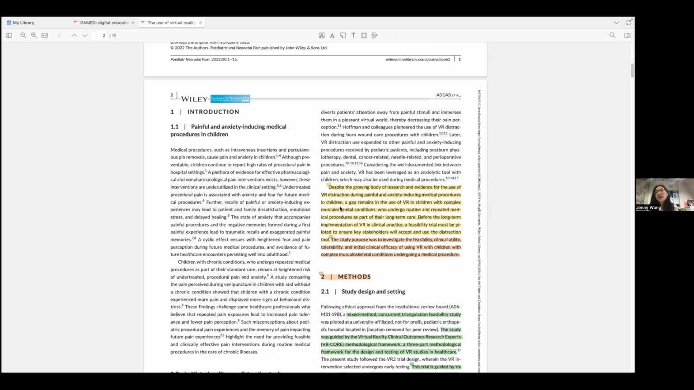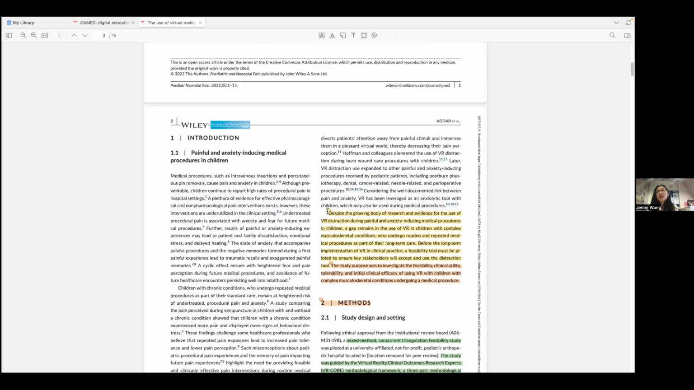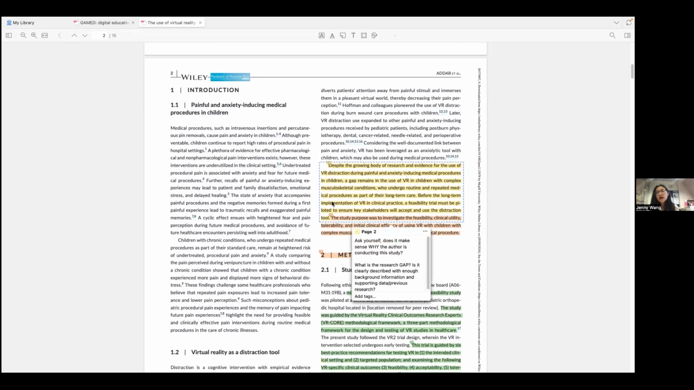And so here they summarize the gap in research and then they present the study purpose. This is pretty typical in terms of how an introduction is presented. What is important for you to ask when you're reading this is, does it make sense why the author is conducting the study? Not all research reports are equal, and sometimes when they don't set the context properly, when they don't write the introduction very well, we don't really know why they're conducting it or what the problem is or what the research gap is.